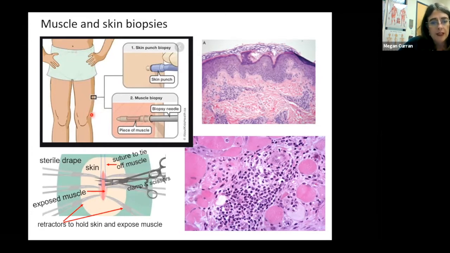Muscle can be biopsied by 2 ways, either using a needle when the patient is under anesthesia. A needle can be placed in the thigh muscle where it's affected and take a little piece of muscle out. Or a biopsy can be done by an incision, where a surgeon will put a cut in the skin and clamp a little piece of muscle and tie it off with a suture. And then we've already seen pictures of what that looks like under a microscope.